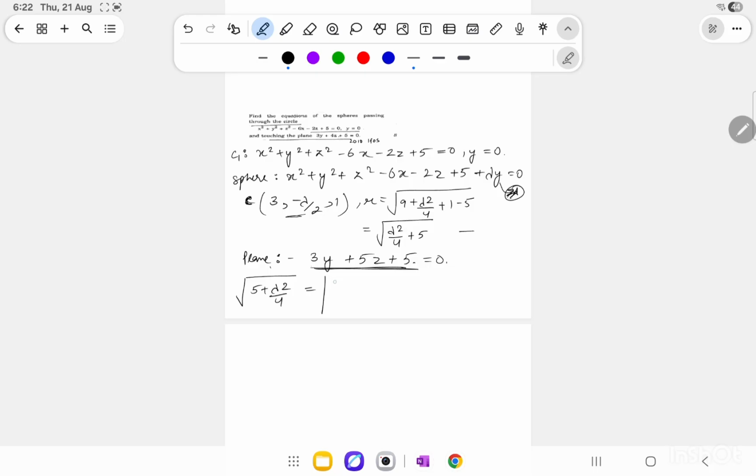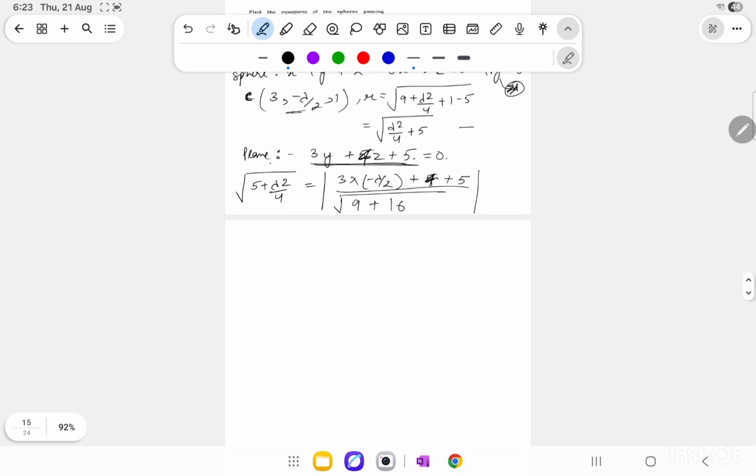So I get 3 into minus lambda by 2 plus 5 plus 5, this is 4, plus 4 plus 5 divided by under root 9 plus 16. So if I simplify it, I'll get 5 plus lambda square by 4 under root is equal to minus 3 lambda by 2 plus 9 upon 5. So I can take the square of both sides.